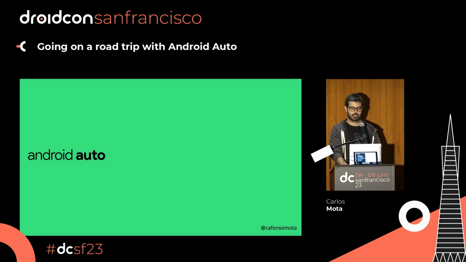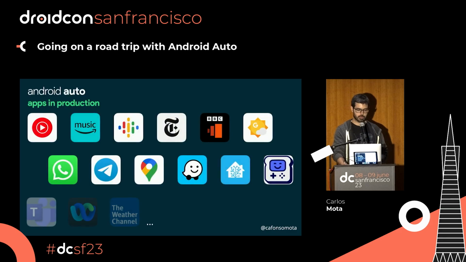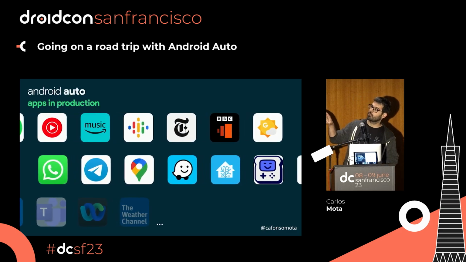So let's talk a bit about Android Auto. To start, by the end of this year, it's expected to have more than 200 million devices running Android Auto. This means that you can have more than 200 million people using your own app. So the market share is quite big. These are just a couple of examples.